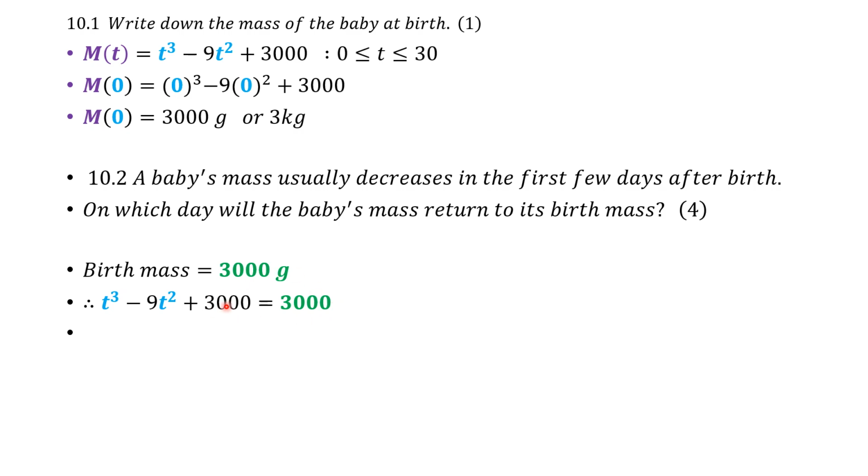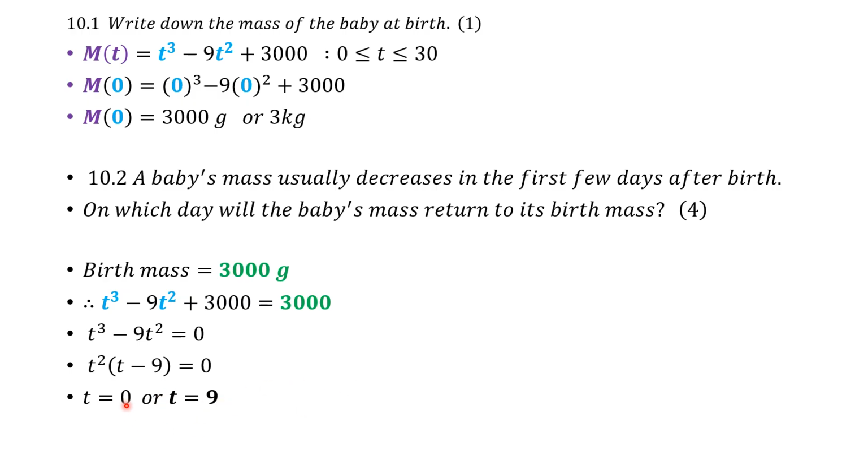If I take 3000 over, 3000 minus 3000 gives me 0, and I'm left with t cubed minus 9t squared. Then if I take out a common factor, I can take out t squared. t cubed divided by t squared gives me t, and minus 9t squared divided by t squared gives me negative 9, equal to 0. So I can say t squared equals 0 or t minus 9 equals 0. If I take the 9 over, t equals 9.